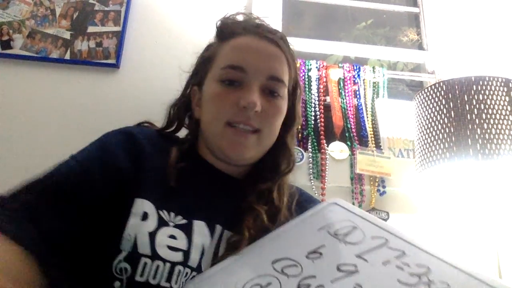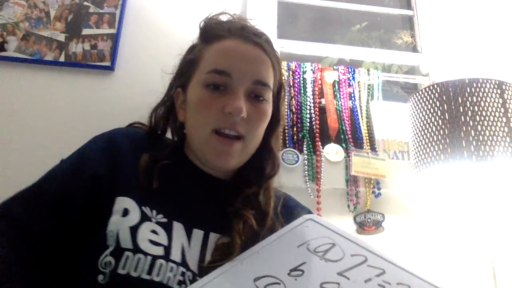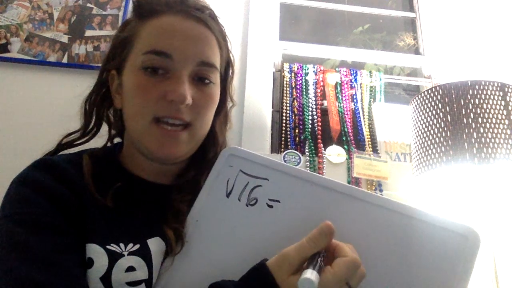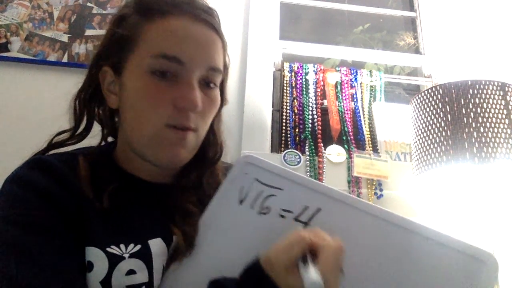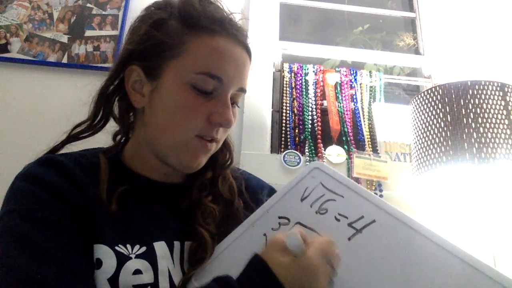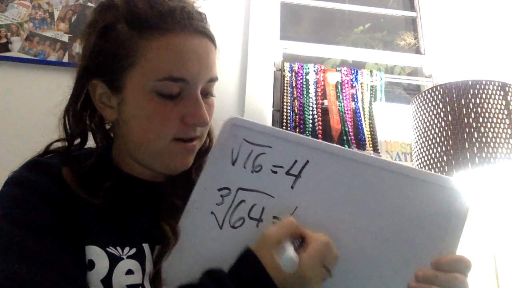All right, finally it says place the square and cube roots on the number line below. The first thing we need to do is solve them. So we have the square root of 16. What does the square root of 16 equal? The square root of 16 is 4. What is the cubed root of 64? Yep, it is also 4.